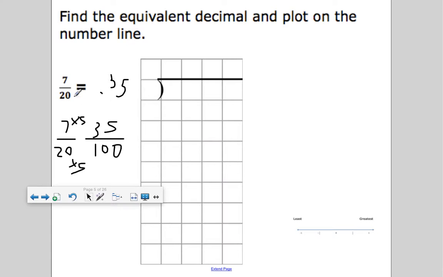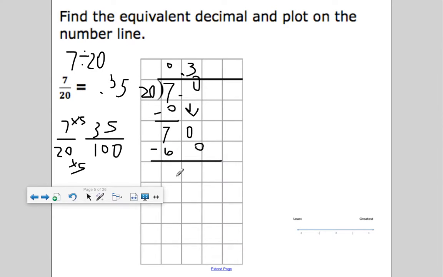Some of you may not like that way. You may just want to divide it. So just say 7 is divided into 20 groups. I have 7, and I'm dividing it into 20 groups. How many groups of 20 go into 7? 0 times. So 7 minus 0 is 7. How can I add a 0 without changing the 7's value? 0.0. I bring it down. How many groups of 20 go into 70? 3 groups: 20, 40, 60. 70 minus 60 is 10.